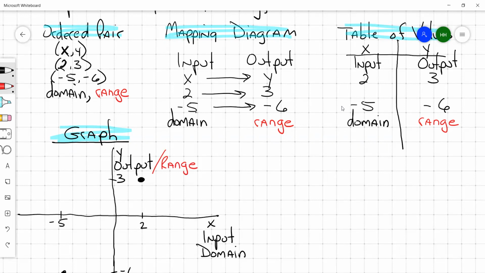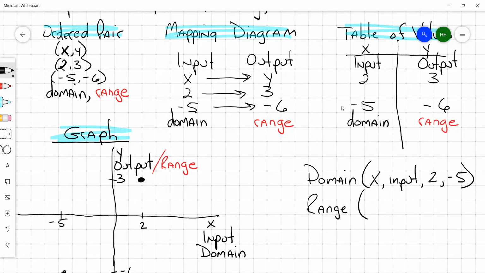So if you're asked to list the range or list the domain, you're finding the X's. In this example, our domain is the X, the input. It's 2 and it's -5. Those are all of your domain values. Your range for this relation, that's your Y, that's your output. In this case, it was a 3, and what else? The -6. So a relation is just sets of numbers: inputs and outputs, domains and ranges, X's and Y's. Everybody okay with that?